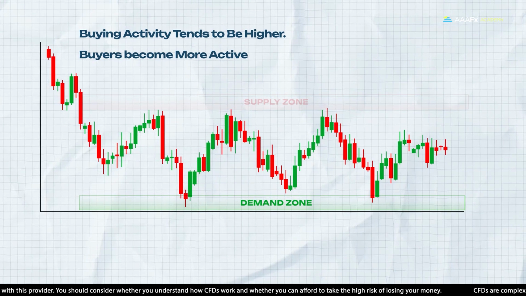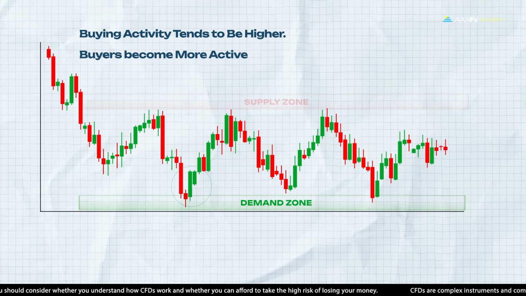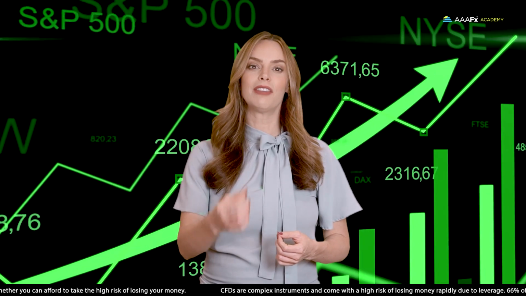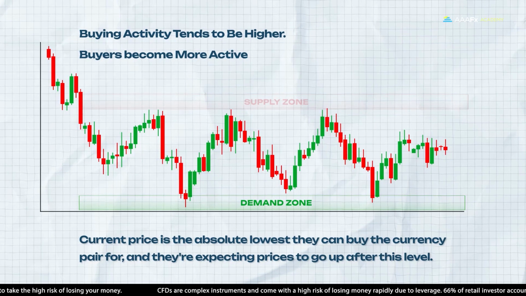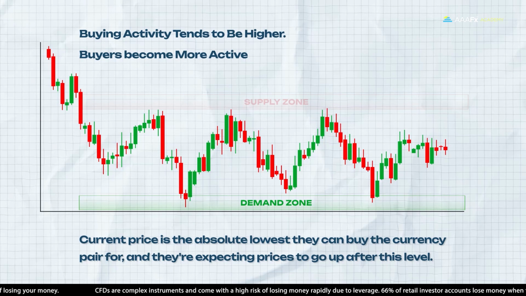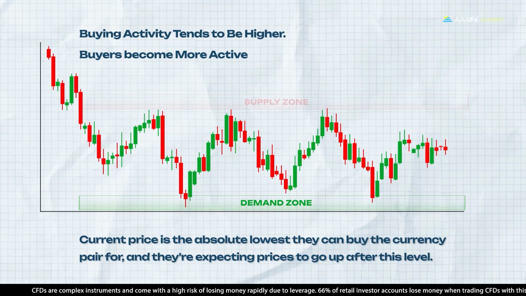You'll see this on the chart as bigger green candles with longer wicks. Now, the buyers in this zone have a strong feeling that there's an upward trend coming. They believe that the current price is the absolute lowest they can buy the currency pair for, and they're expecting prices to go up after this level.